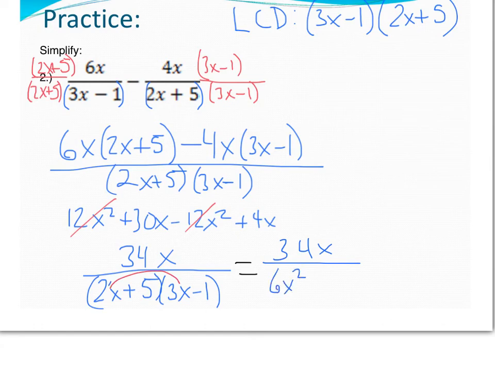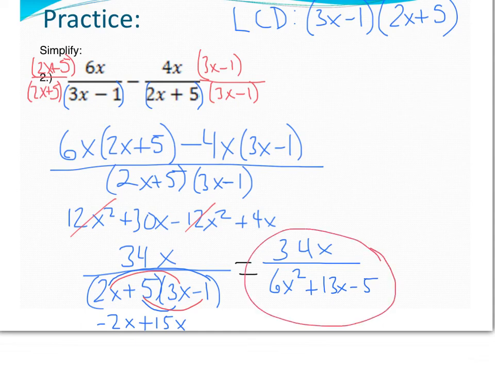Then I have 2x times negative 1 and 5 times 3x. That's negative 2x. And I have positive 15x, right? 2 times negative 1 gives me negative 2x. 5 times 3x gives me 15x. Combine my like terms, I get 13x. And then lastly, we have the 5 times negative 1 gives me negative 5. Here's my final answer for this problem.